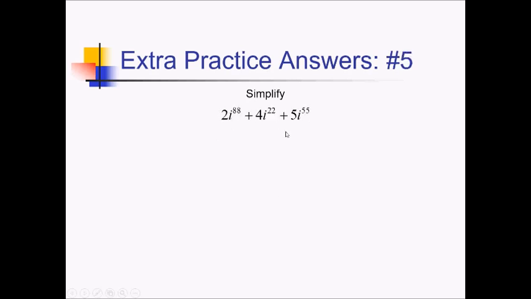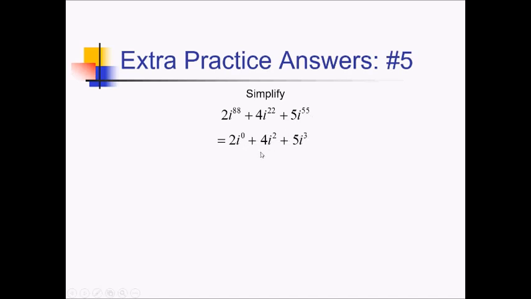To simplify this expression, before I can add anything, I need to simplify all these powers of i to either some version of 1 or i. So to see that, I have to figure out where in the cycle of 4 I am. I do that by dividing each of those exponents by 4 and looking at my remainder. 88 divided by 4. Well, 4 goes evenly into 88, so that's a remainder of 0. That means I can rewrite that first term as 2i to the 0. For this next one, 22 divided by 4 gives a remainder of 2. So this is really 4i squared. And then 55 divided by 4, that's going to be a remainder of 3, because 4 goes into 52 evenly. So this is going to be 5i to the third.